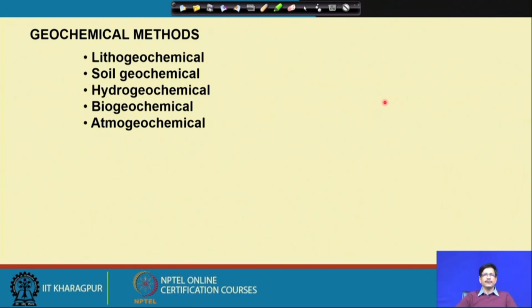And atmogeochemical, which has also come into practice of late, to sample the air in a region where there could be mineralization of metals like uranium, from which there can be emanation of rare gases like xenon. Their concentration could be higher, and we could analyze them and help in detecting the presence of such mineralization.